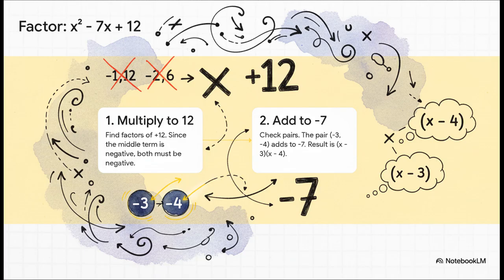For that to happen, both numbers have to be negative, right? So we look at the pairs: negative 1, negative 12, nope. Negative 2, negative 6, still no. But what about negative 3 and negative 4? They multiply to 12 and they add up to negative 7, bingo. So our factors are x minus 3 and x minus 4.